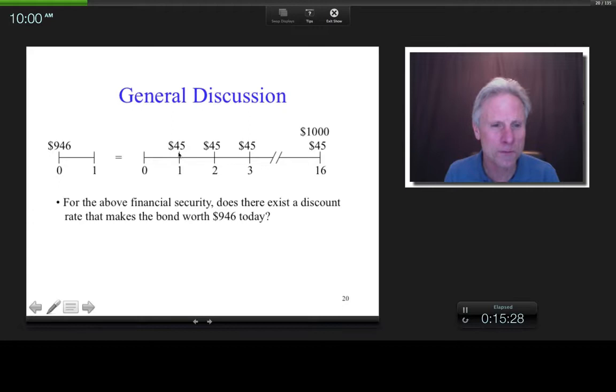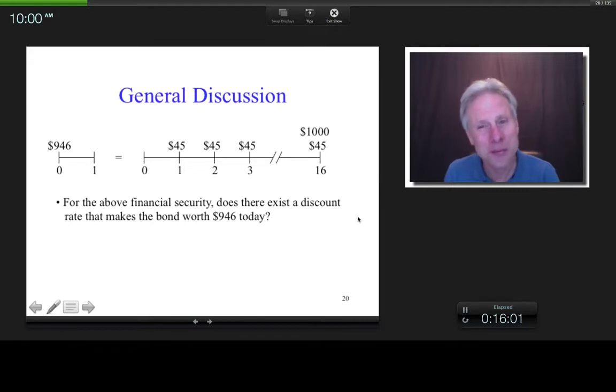So here's my question for you. Does there exist a discount rate right now, at time zero, reflecting the now by the $946 and the future with all of these expected cash flows and the risk inherent in those cash flows? Does there exist a discount rate that when I bring all of these back to time zero, I'm going to get an answer of $946, and therefore it's worth $946 today?